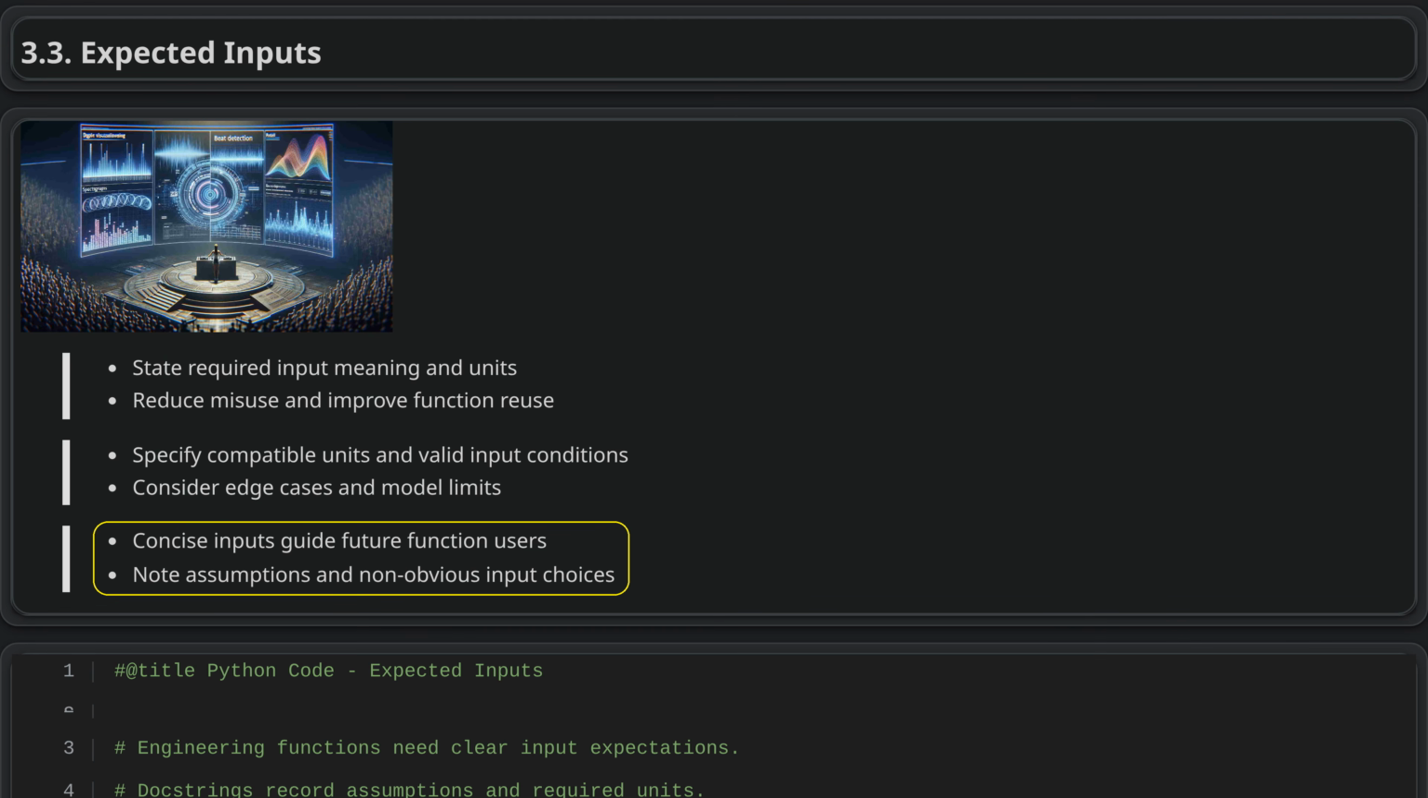Document a function's expected inputs briefly but clearly, so others can use it without reading the code. State what the inputs represent, such as measured values, design specifications, or empirical data, and note key assumptions like ideal or steady-state conditions. Add comments for non-obvious choices, including range checks or default values, so the function remains reliable and understandable in future analysis.